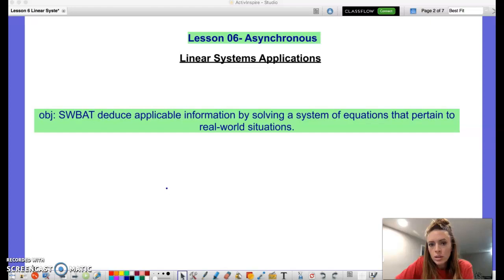We are doing lesson 6 during the asynchronous time, so you should be watching this before your class with your teacher. Today we're going to be talking about linear system applications. So systems of equations coming from word problems, setting them up, and solving them. So students will be able to deduce applicable information by solving a system of equations that pertain to real-world situations.